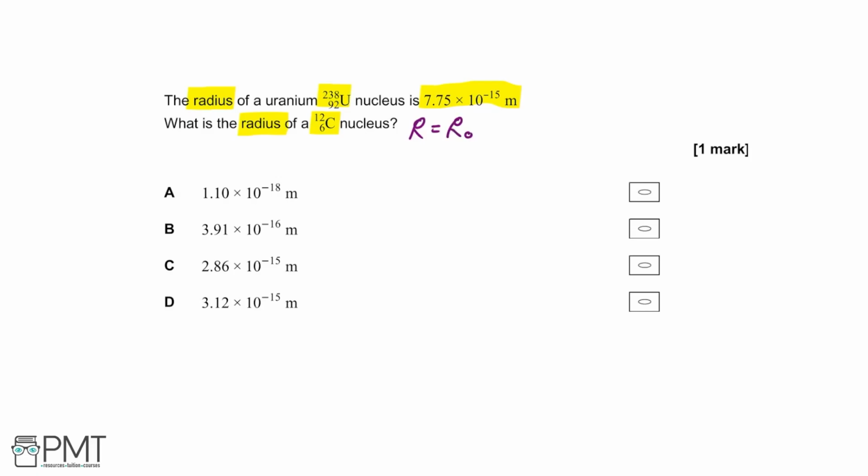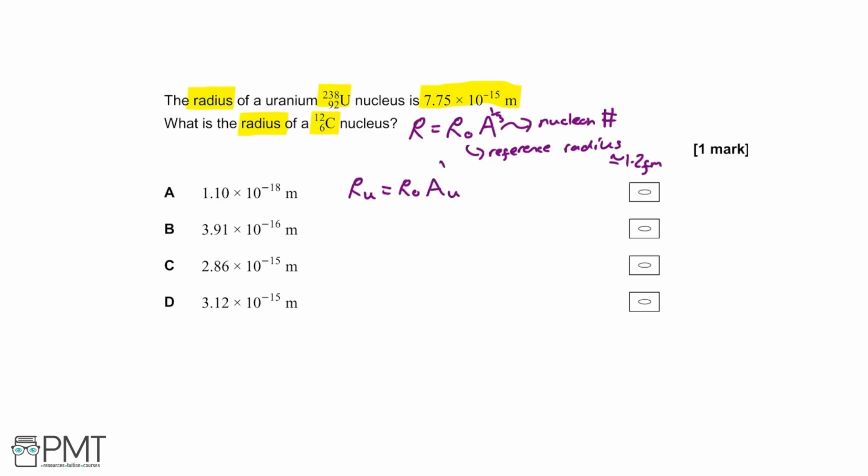Specifically, R is equal to R0, which is some reference radius, usually about 1.2 femtometers, multiplied by A to the power of a third. A is the nucleon number here. Therefore, we can write this equation for both uranium and for carbon. Doing this, we have RU is equal to R0, which is the same in every usage of that formula, whereas A is the thing that can change.